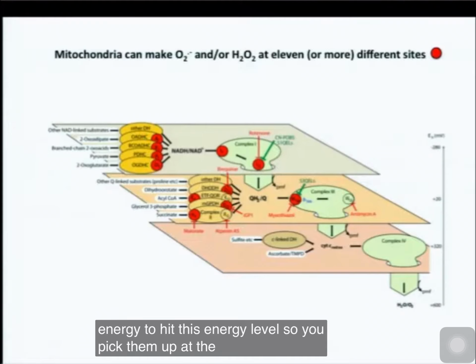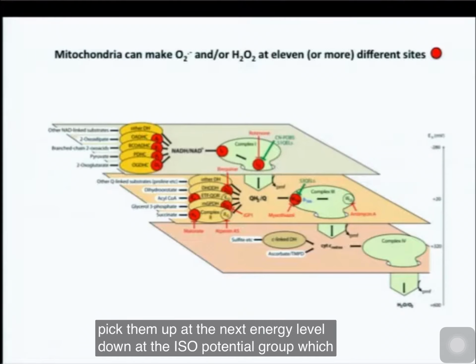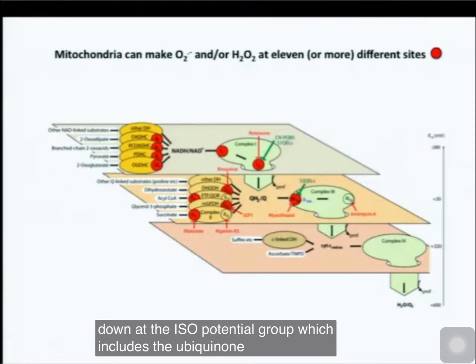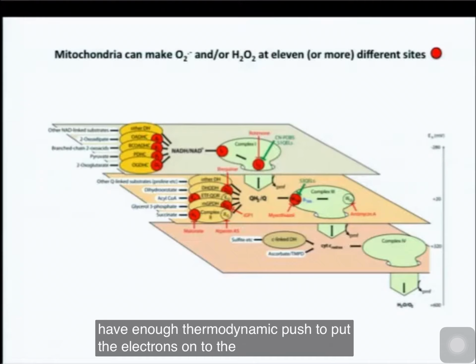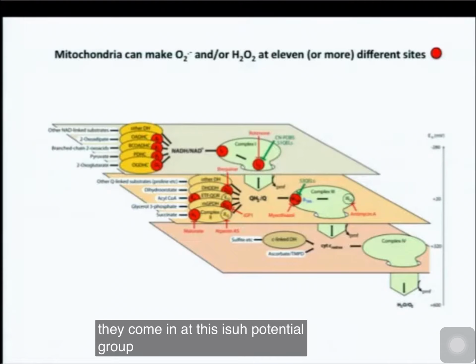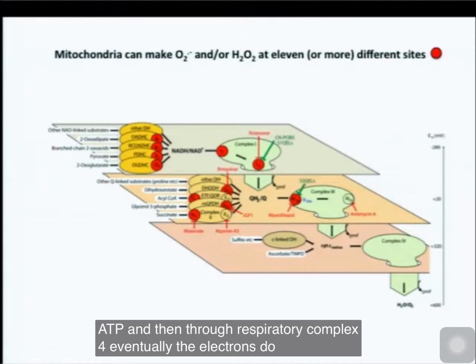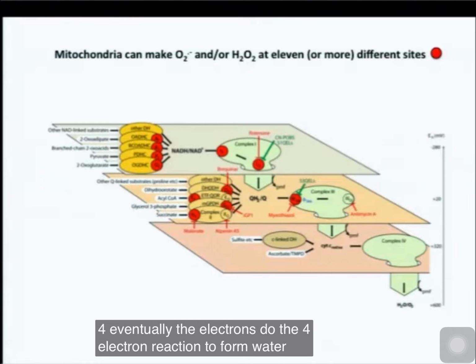So you pick them up at the next energy level down at the isopotential group, which includes the ubiquinone QH2Q couple. So the classic example of that would be succinate. Succinate dehydrogenase just doesn't have enough thermodynamic push to put the electrons onto the top level, so they come in at this isopotential group. And they join the electrons coming down this waterfall from the group above. They pass through respiratory complex 3. Again, there's energy harvested to make ATP, and then through respiratory complex 4. Eventually, the electrons do the 4-electron reaction to form water from oxygen.